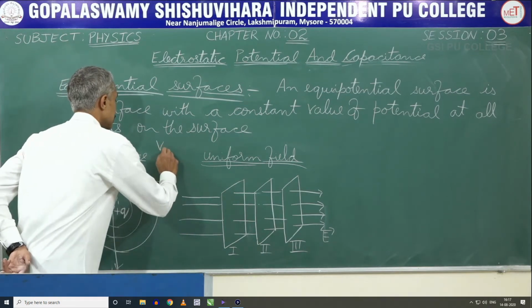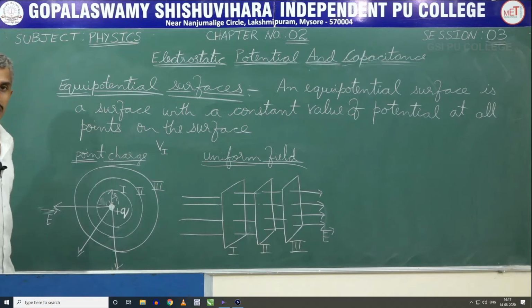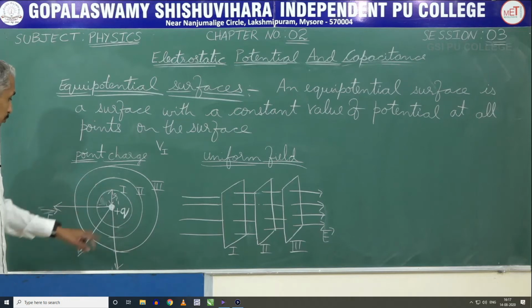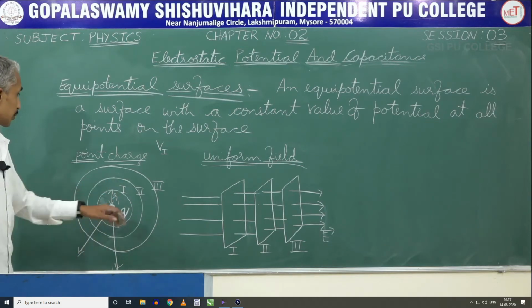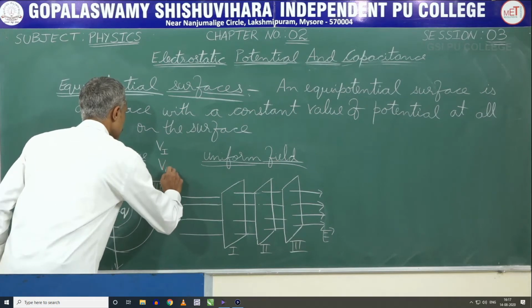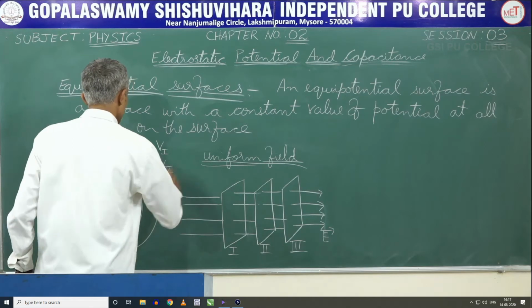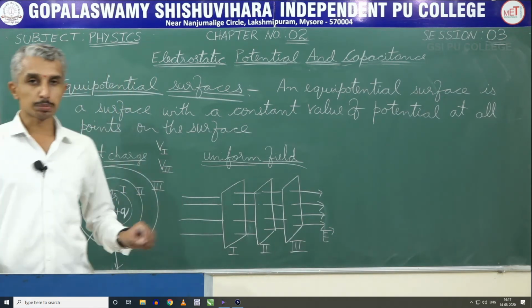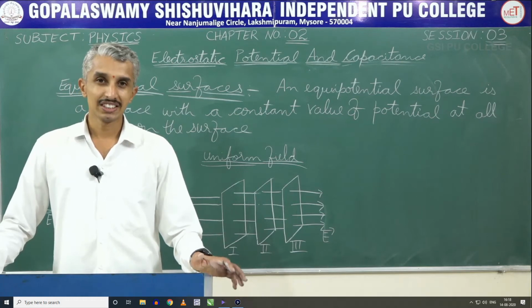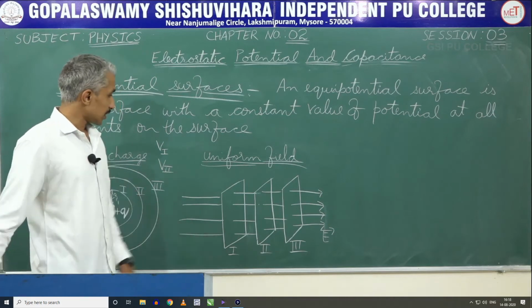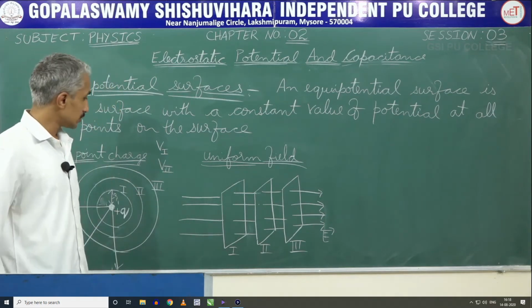Similarly, if you move further, you may get one more surface whose radius is some R2 from point O. Then I will get a second equipotential surface. I can take the potential there as V2. Similarly, I can keep on drawing concentric spheres, and every sphere represents an equipotential surface. On any point on the sphere, the potential is going to be the same, but it differs from one sphere to another sphere.